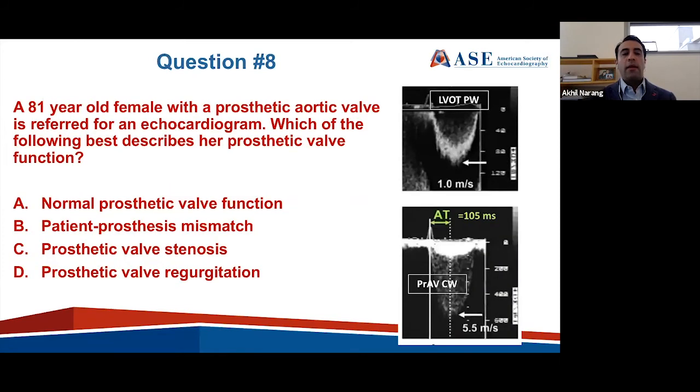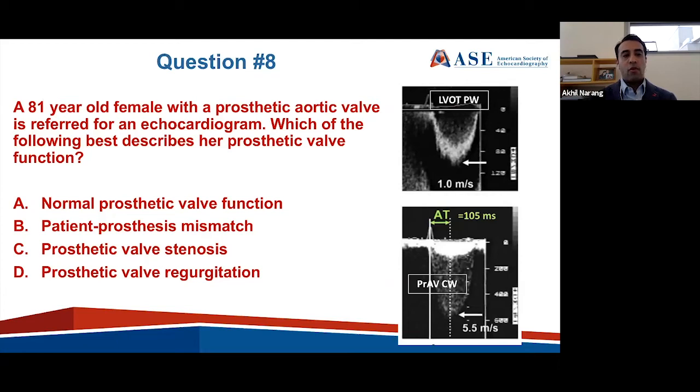Question number 8. An 81-year-old female with a prosthetic aortic valve is referred for an echocardiogram. Which of the following best describes her prosthetic valve function? Here we're given 2 signals, an LVOT pulse wave signal and a continuous wave signal across the prosthetic valve with a few annotated measurements here.